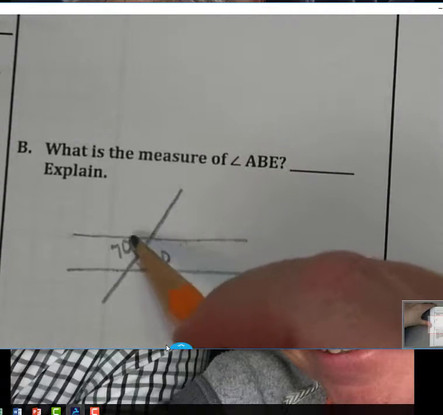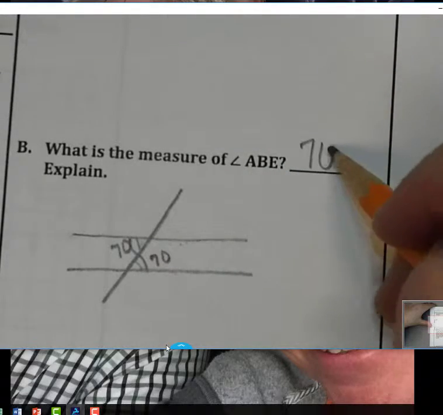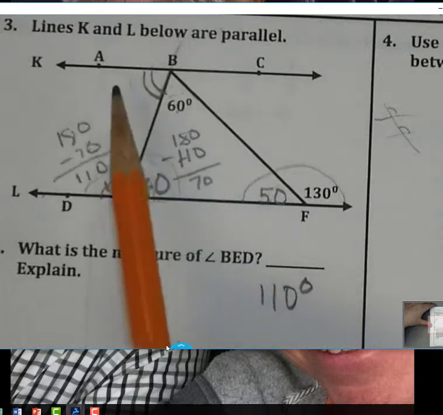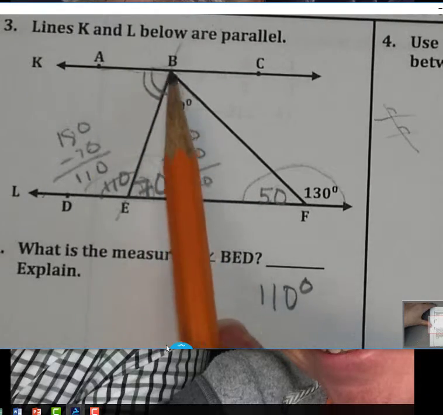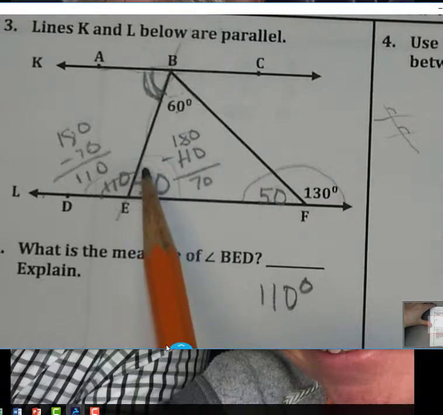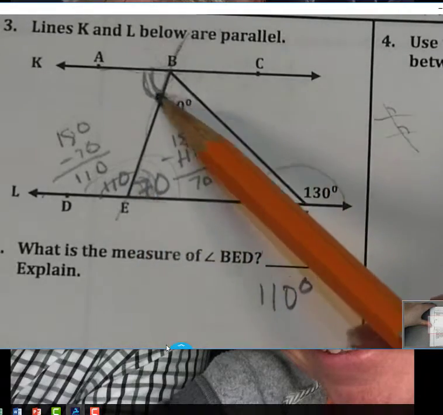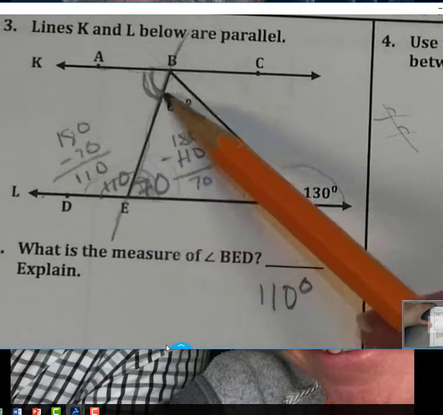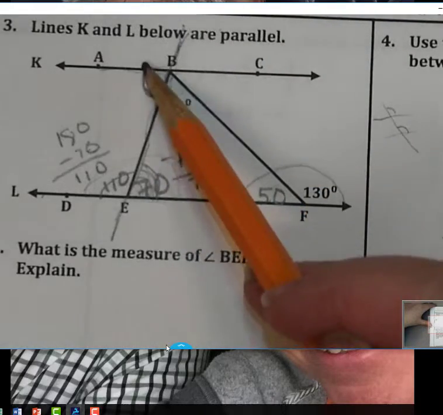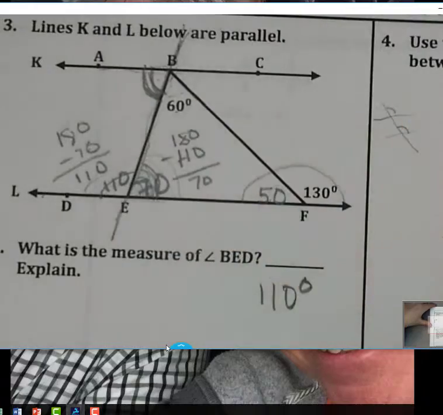So if this one is 70, this one is 70 degrees also. Right? We figured out that that was 70. So this is what they're asking for, is what is ABE? Here's what they're asking for. But we already figured this out. So if I extend this, then this is the alternate interior to this. If this is 70, this is 70.